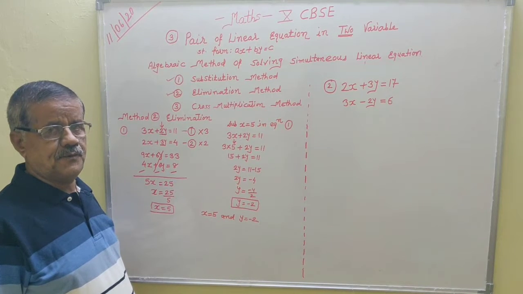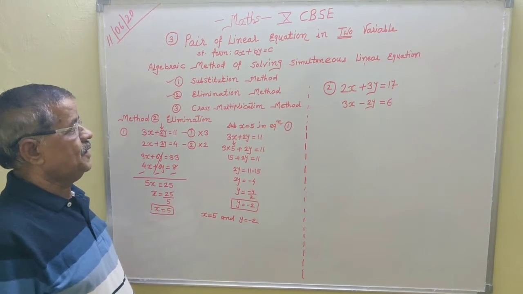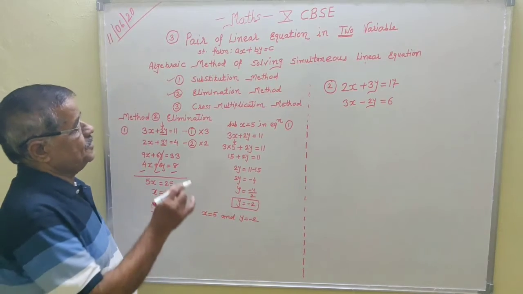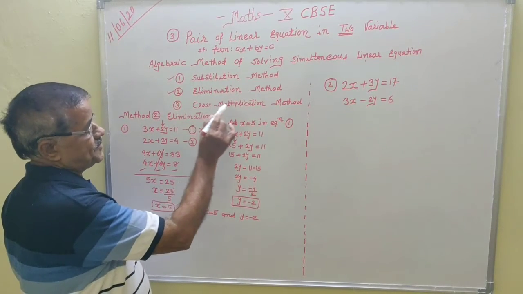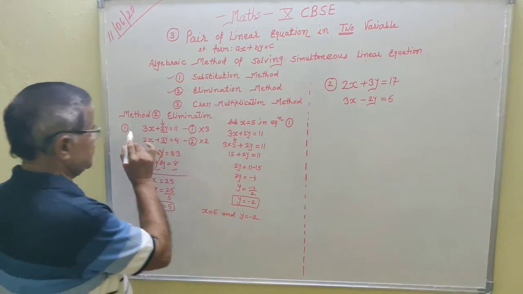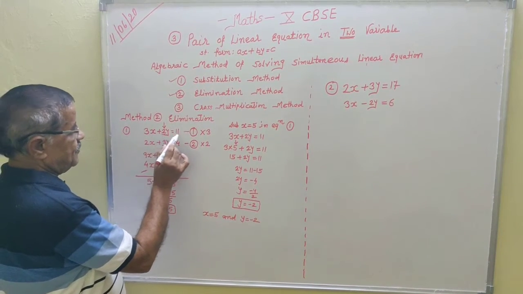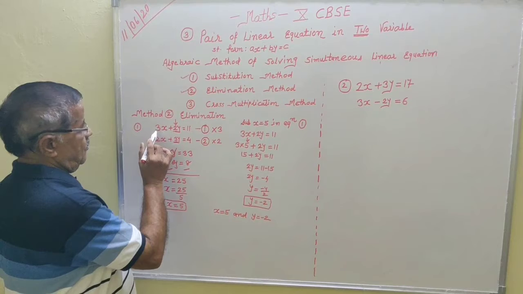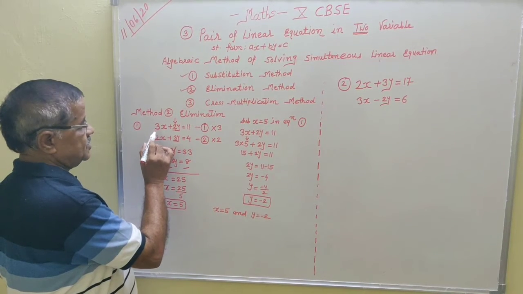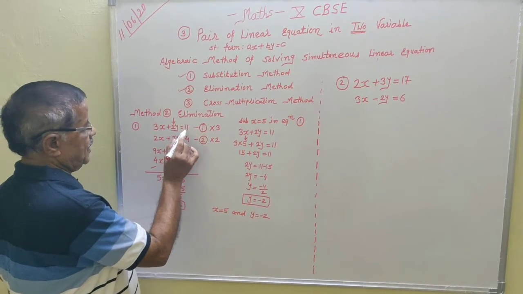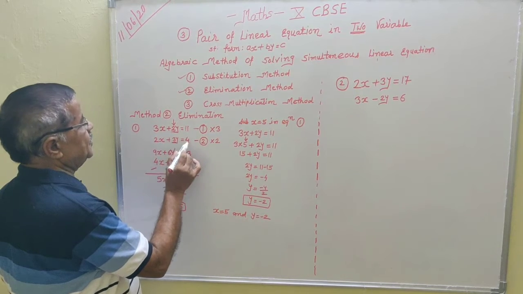Hello student, we are going to solve the algebraic simultaneous equations by the elimination method. In the elimination method, two equations are given. The first equation is 3x plus 2y is equal to 11, and the second is 2x plus 3y is equal to 4.